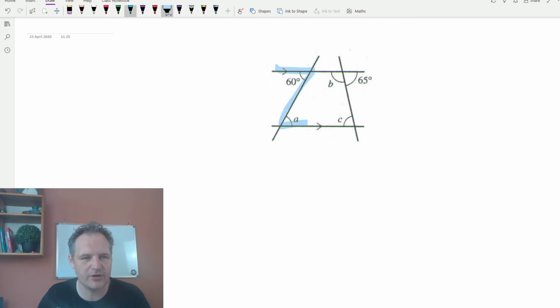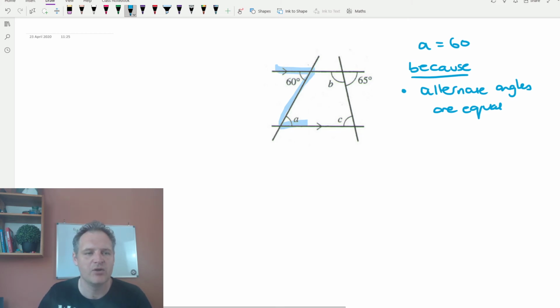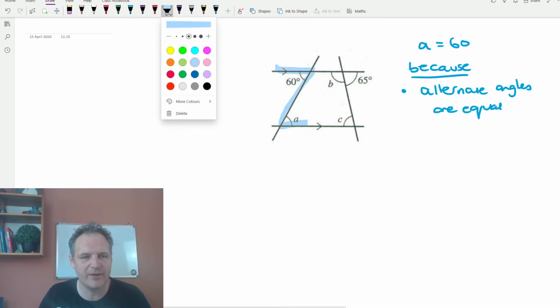So the first thing I'm going to do is say A equals 60 because, if you don't put because, it's wrong, alternate angles are equal. Remember, if I hadn't written that second bit, I would be wrong. Here's my bullet point. Then I might even be able to do this on the same grid.